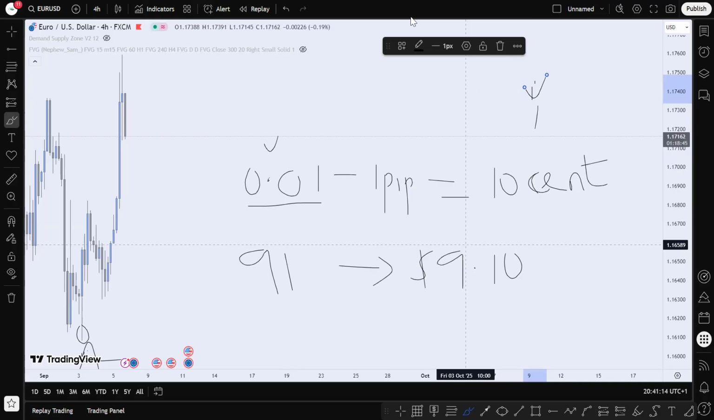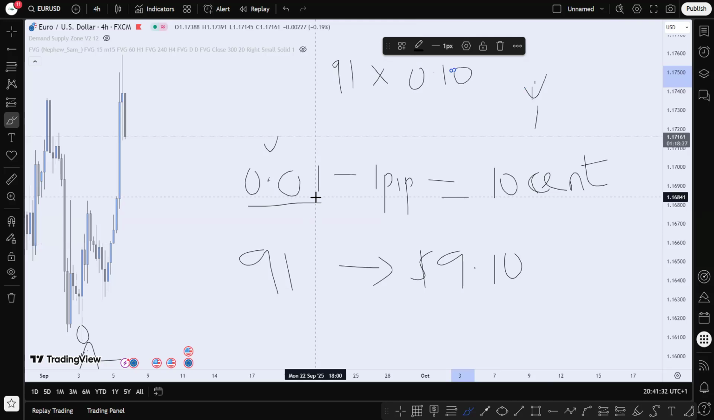Now, let me give you the math. The math would just be what? 91 pips multiplied by what? 10 cents. Why? Because this lot size says for every one pip we move, we make 10 cents. That's the rule of this lot size of 0.01. Shadu, did you get it now? Does it make sense to you now, right?